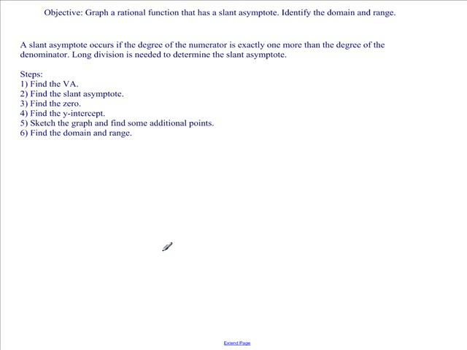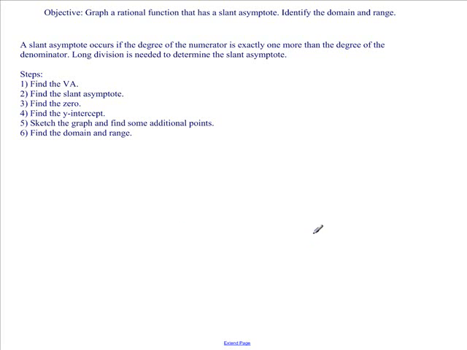This is Andrea Hendricks. The objective of this lesson is to show you how to graph a rational function that has a slant asymptote. These occur when the degree of the numerator is exactly one more than the degree of the denominator. And we're going to have to use long division to determine what that slant asymptote is.